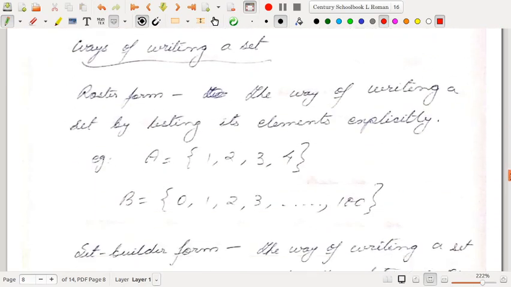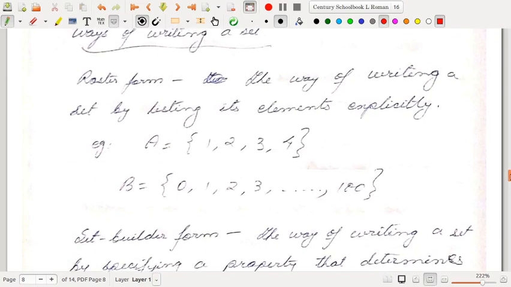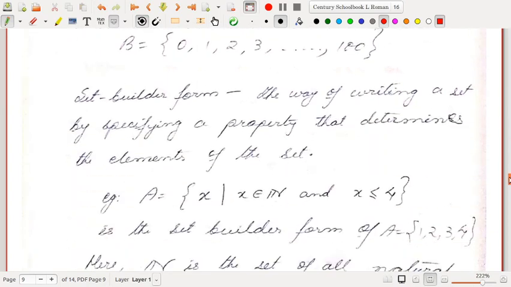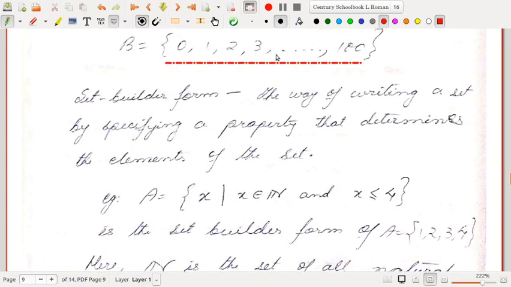There are two ways of writing sets. One is the roster form or listing form. The way of writing a set by listing its elements explicitly is called the roster form of writing. So we just list the elements. A equal to {1, 2, 3, 4} is the set which contains the elements 1, 2, 3, 4. B equal to {0, 1, 2, 3, ..., 100}. This is the set which contains all the whole numbers from 0 to 100.